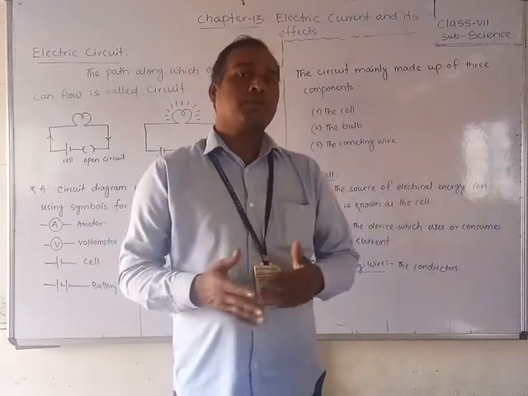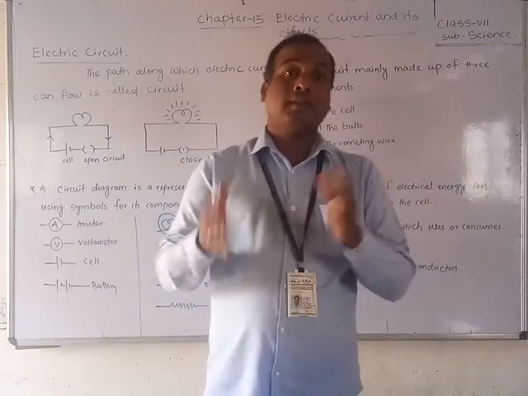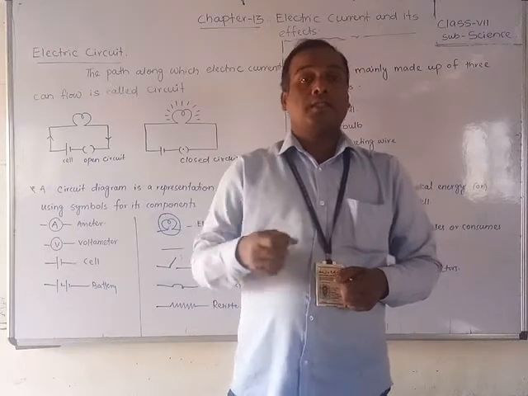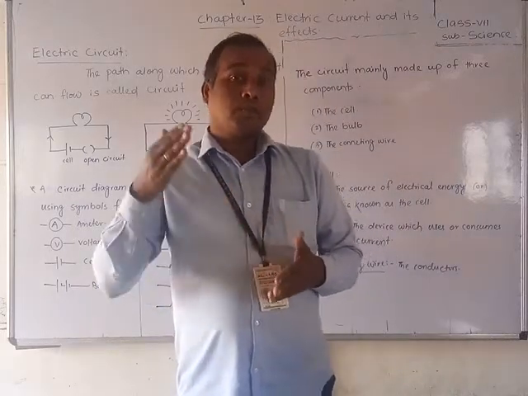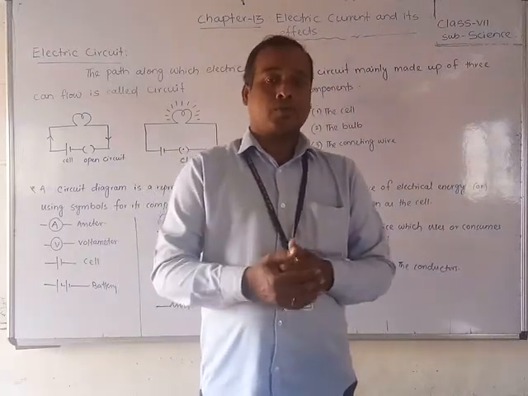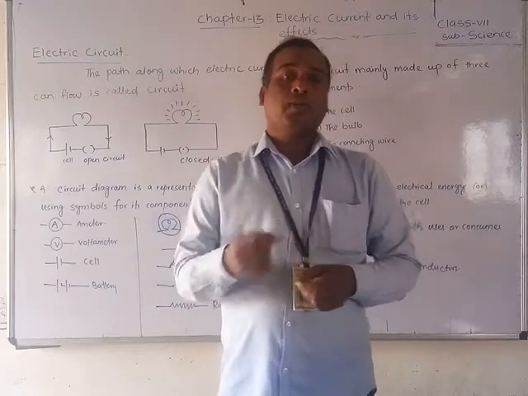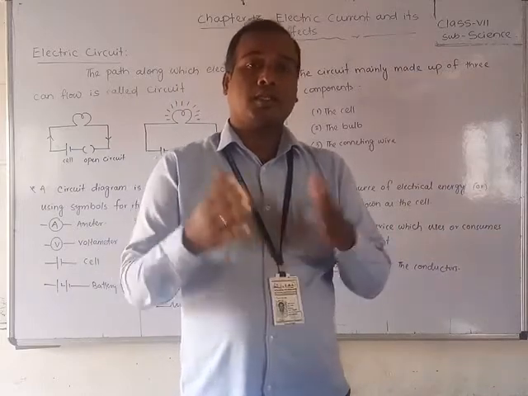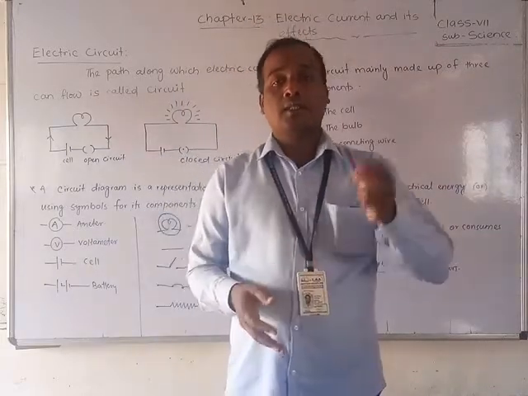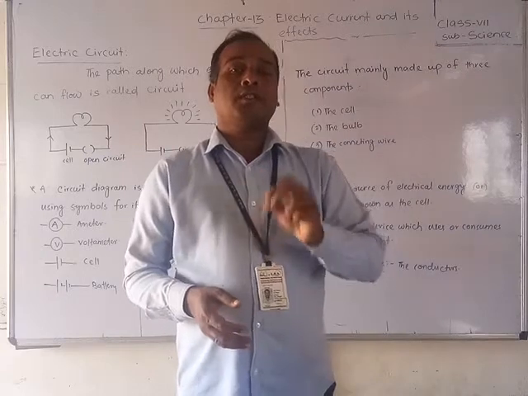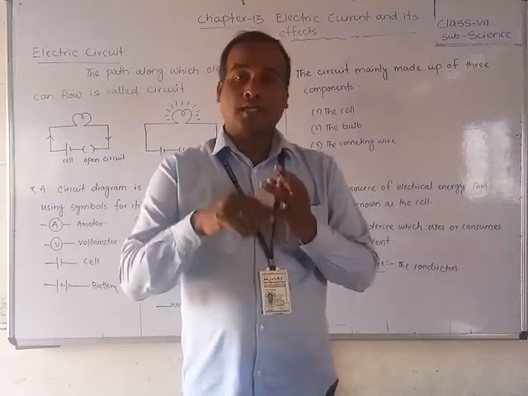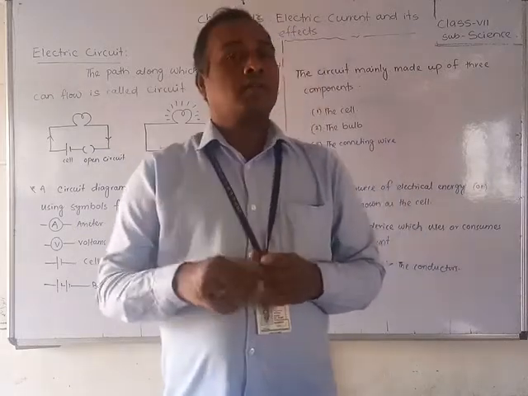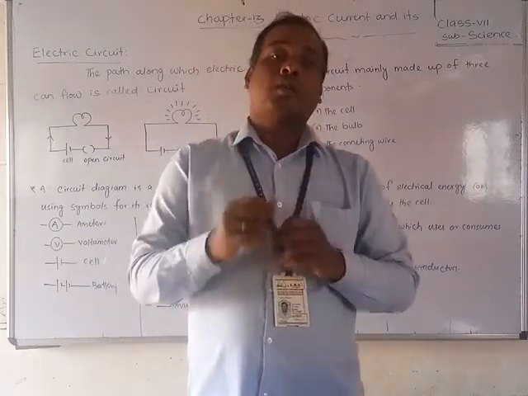But students, today we are going to discuss what an electric circuit is. An electric circuit means the path along which the current travels or moves. Through which path the charge or current is moving, that is called an electric circuit. It mainly consists of three things: one electric bulb, one conductor, that is a wire, and one source, that means one battery.